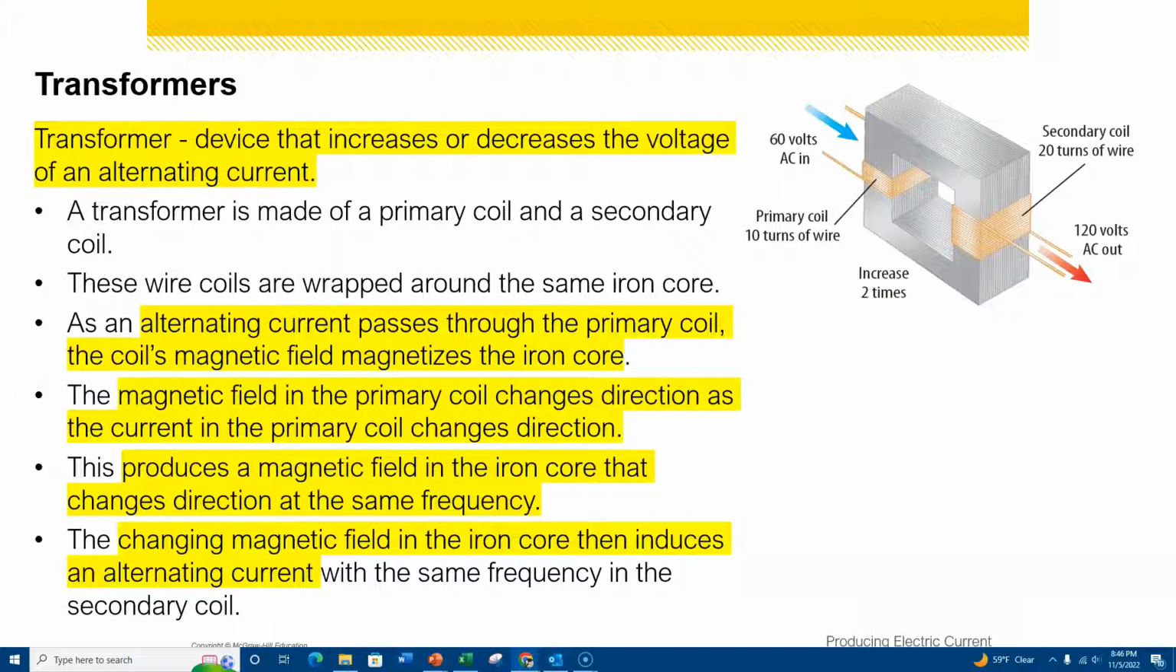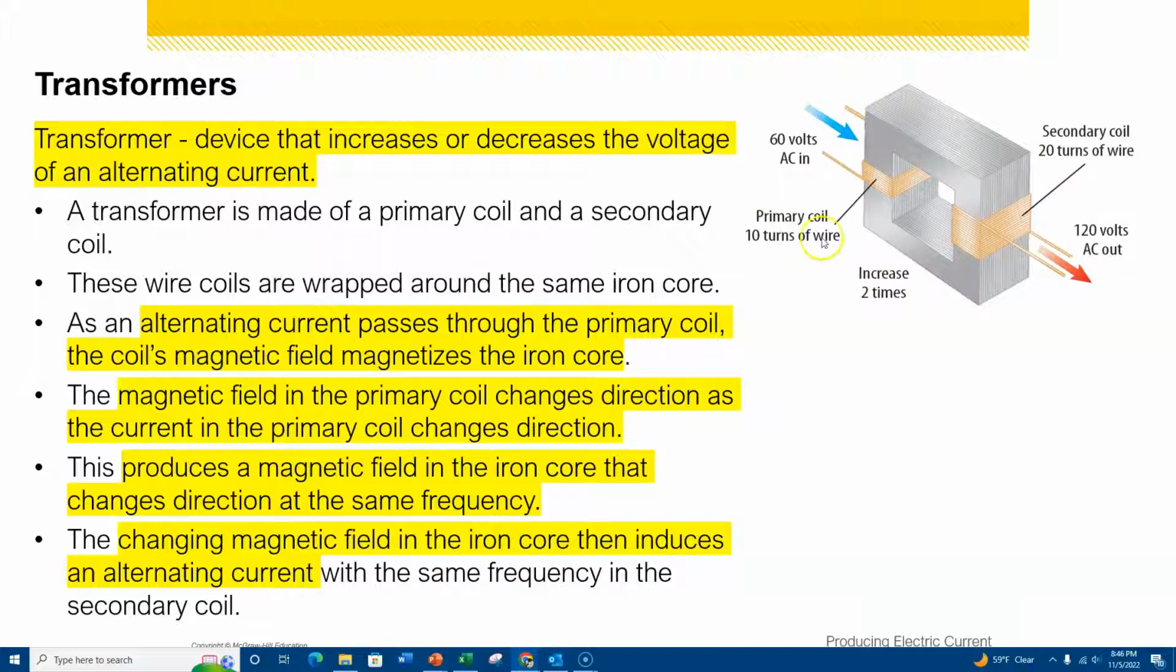I'll let you guys read through the rest of it. But I want you to look at this math. 60 volts in with a primary coil of 10 turns. 120 volts out with a secondary coil of 20 turns. So you get twice the amount of voltage, but notice that you have twice the amount of turns. You should be able to see the math there.